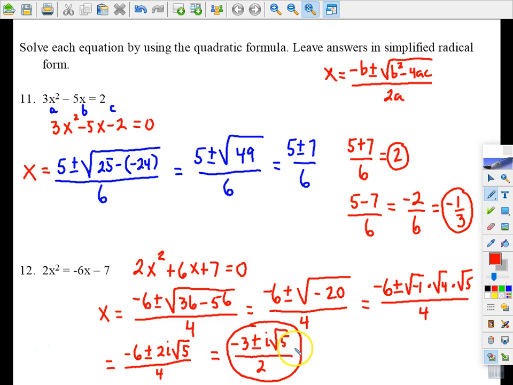Well, I hope that helps you on problems 11 and 12. You did other problems like this in section 5.8. Many homework problems were using the quadratic formula. So practice those so that you'll be ready for the test. And if you need further help, let me know.